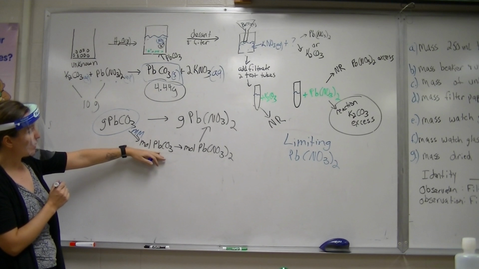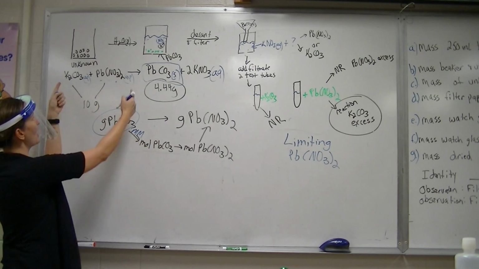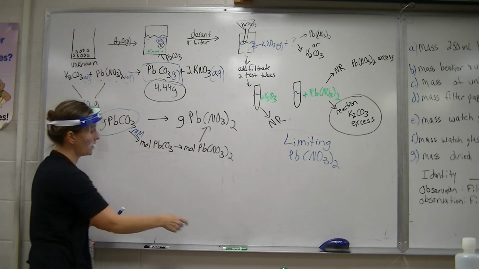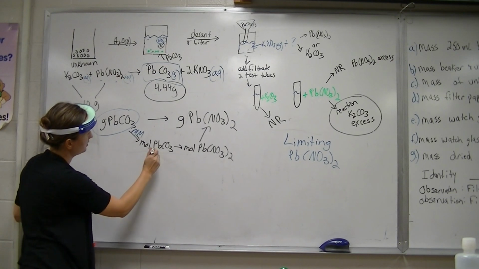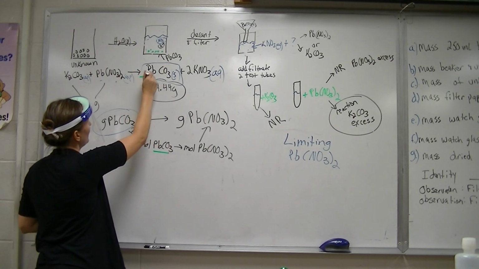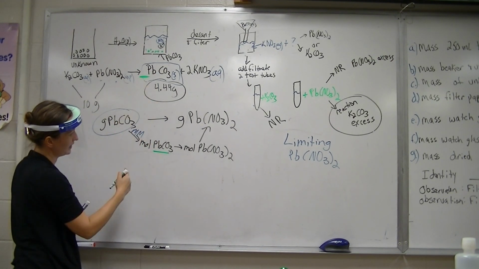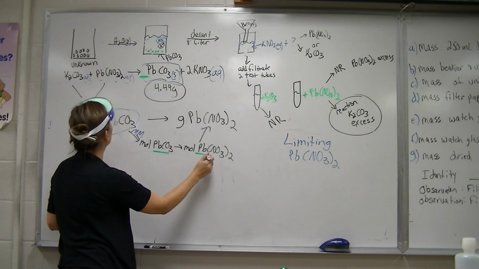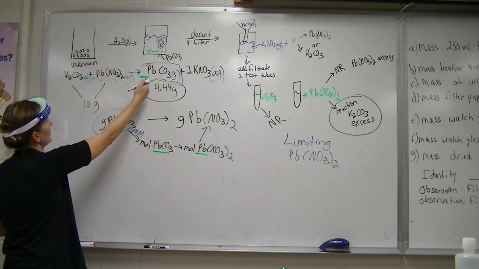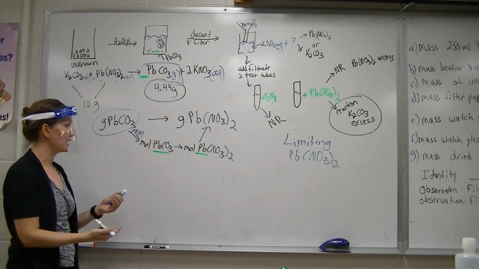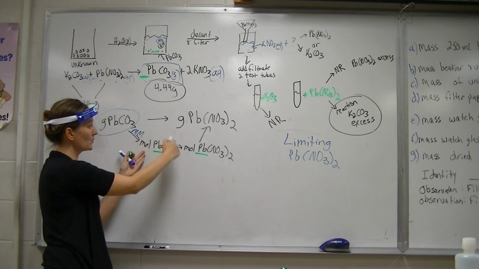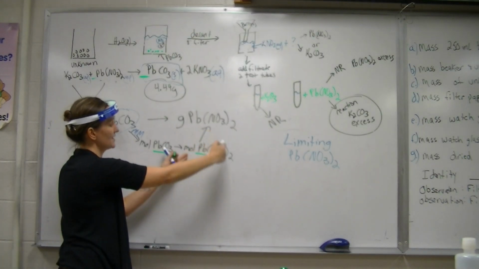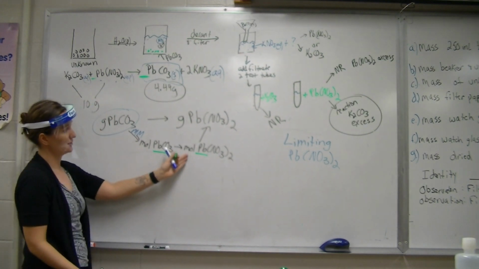Now, once we have moles of product, then we do that ratio. So the ratio of what? We're comparing lead 2 carbonate, this guy, so we're looking at the coefficient in front of him, to lead nitrate. And it's just a 1-to-1 again. Okay, so that means it's going to be the same. Whatever moles we get for the lead 2 carbonate, it'll be the same moles of the lead 2 nitrate.